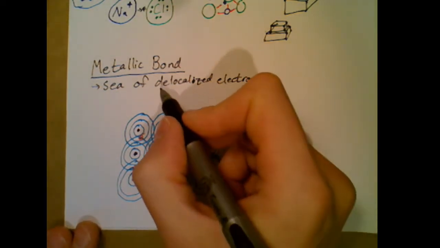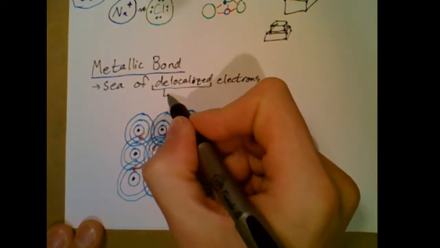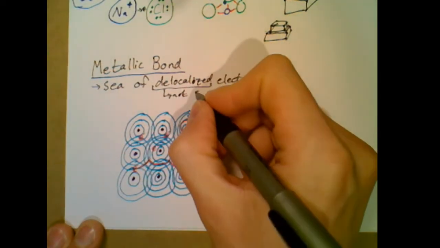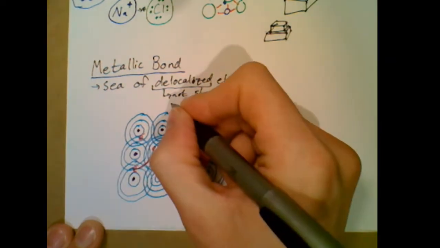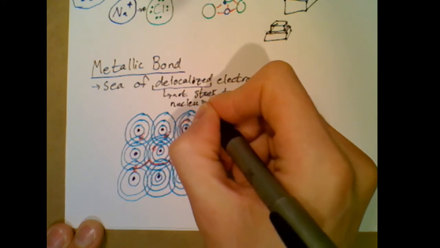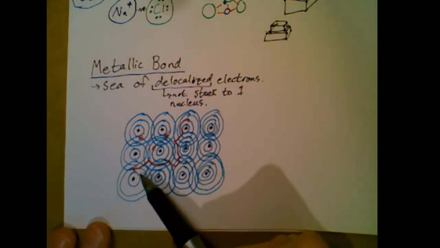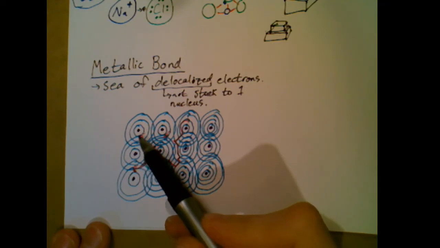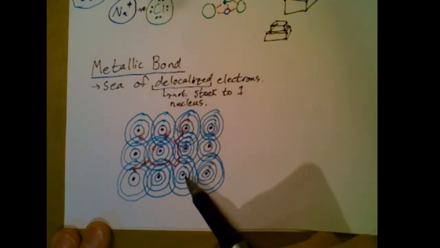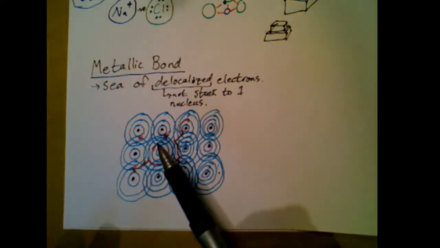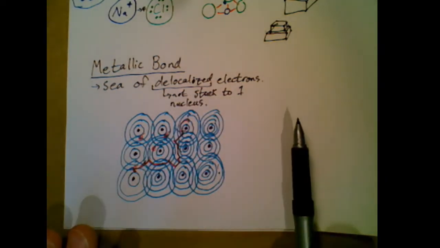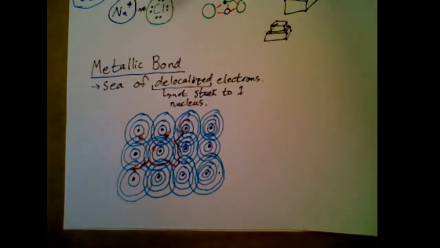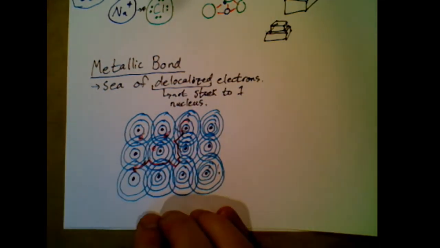So what does that actually mean? Well, delocalized means not stuck to one nucleus. So in a metal, an electron is free to basically go to any nucleus that it wants to. And you have to remember that inside of a metal, there would be like millions upon millions upon millions of atoms, each with their own orbitals, each overlapping, and you end up having this huge, massive structure.